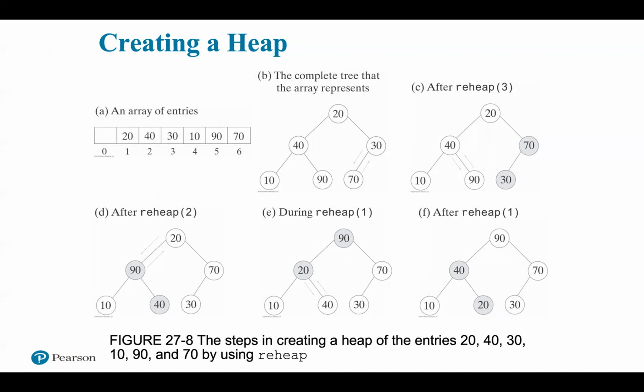Does the tree contain any semi-heaps that we can transform into heaps? The leaves are semi-heaps, but they are also heaps. Thus, we can ignore the entries 70, 90, and 10. These entries are at the end of the array.